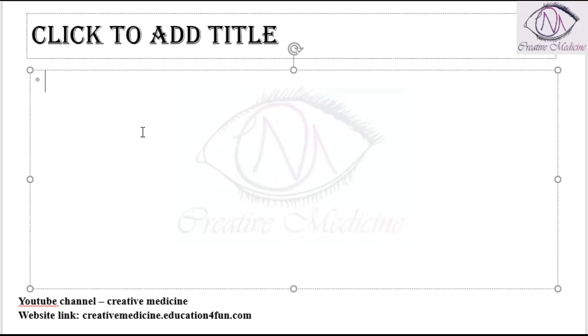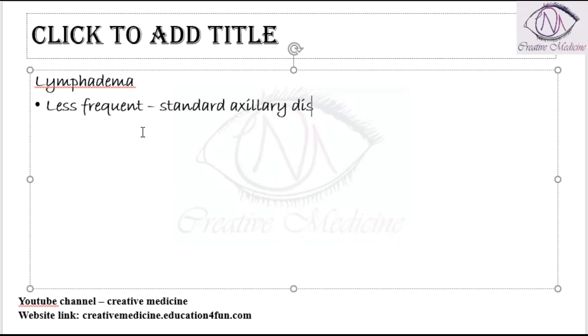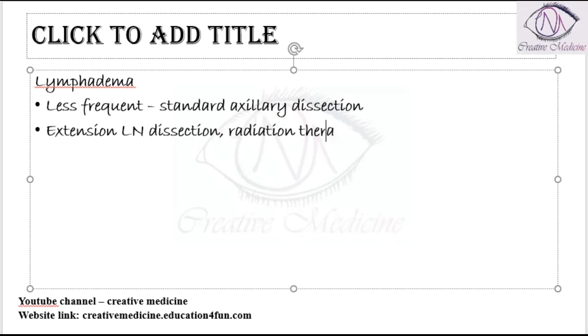One more complication of mastectomy is lymphedema. This lymphedema is rarely seen in standard axillary dissections, but it is seen in extensive lymph node disease. Whenever there is extensive lymph node dissection, radiation therapy, presence of positive lymph nodes, or obesity, in these cases there is increased risk of lymphedema.